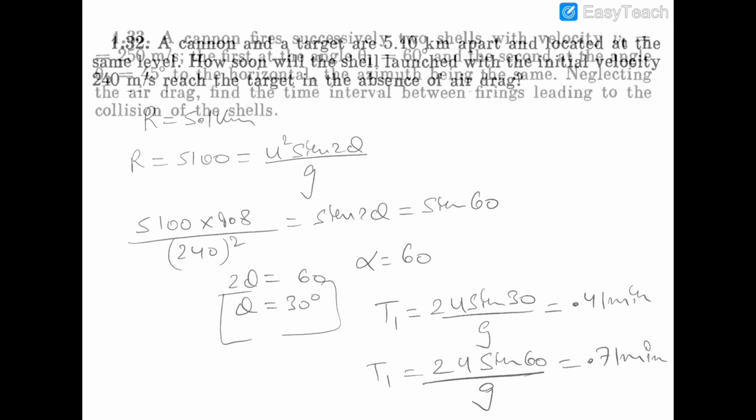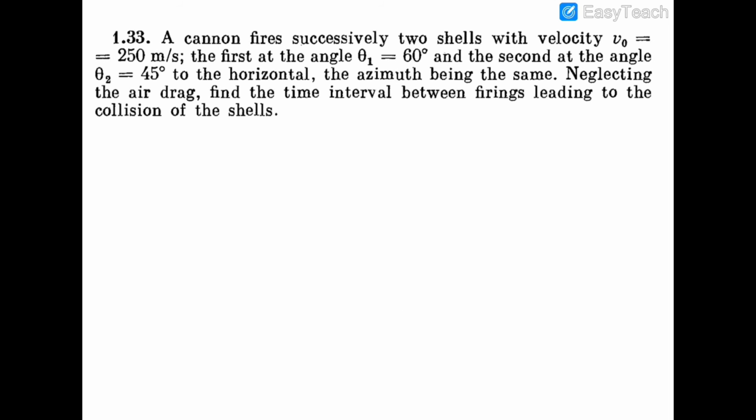Now we move on to the next question. In this question you can see that a cannon fires successively two shells with velocity v0 equal to 250, but both shells are fired at different angles. First one is fired at 60 degree with the horizontal, while second one is fired at 45 degree to the horizontal. Now we have to find out the interval of firing so that they collide. So let us draw the trajectories.